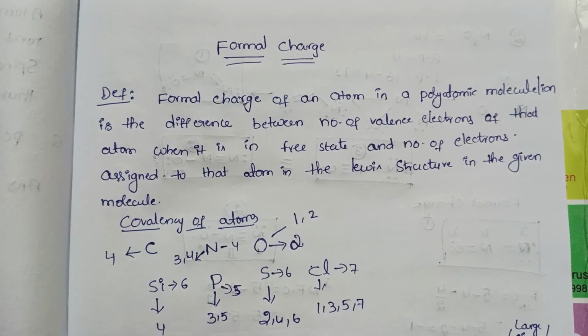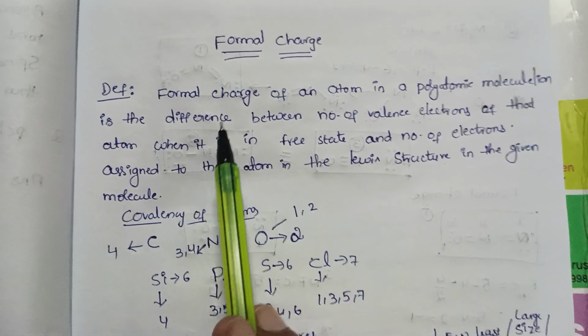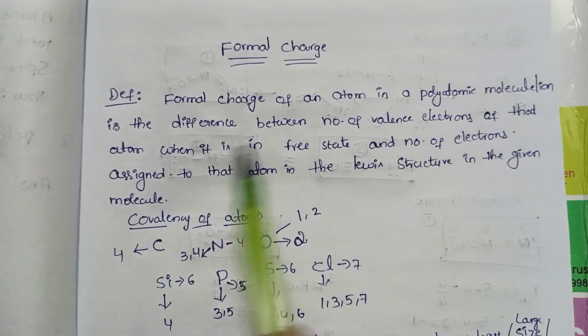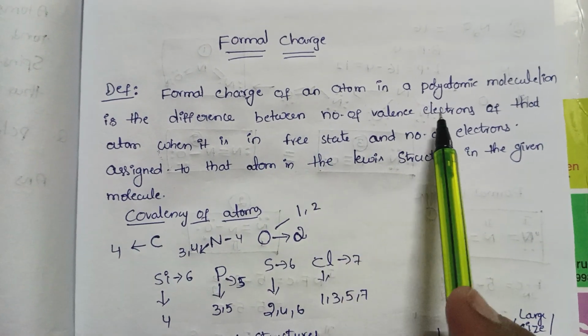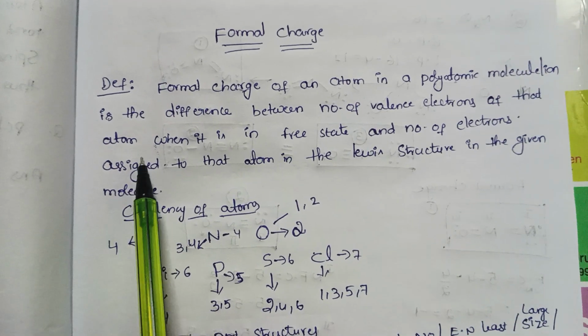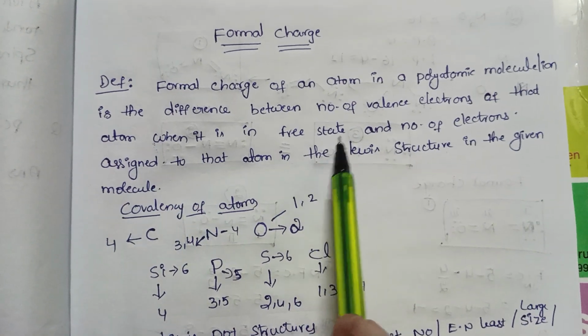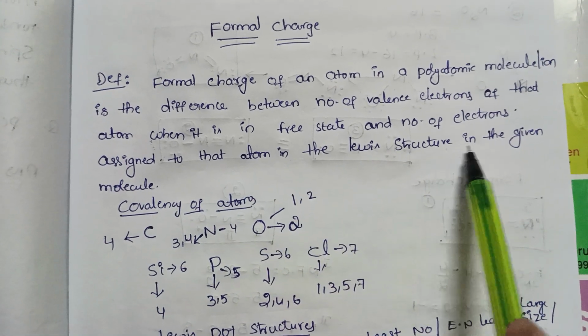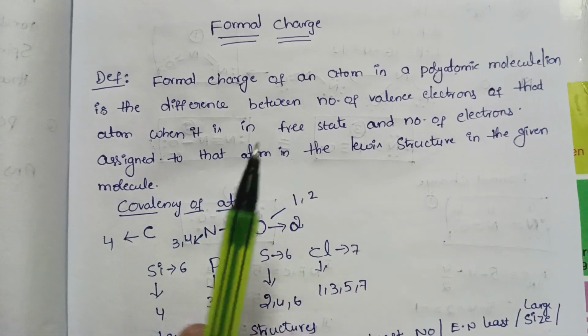Without delay, let's get started. Definition: the formal charge of an atom in a polyatomic molecule or ion is the difference between the number of valence electrons of that atom when it is in the free state and the number of electrons assigned to that atom in the Lewis structure in the given molecule.